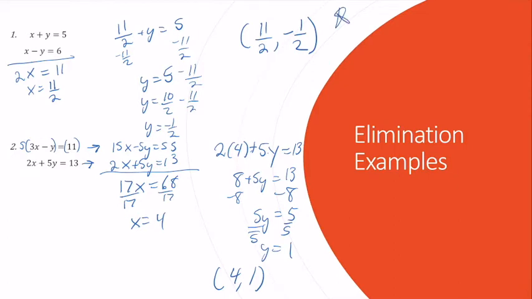Now both of these systems of linear equations intersected at a point. But remember, there's two other options. They could intersect at every point, so there are infinitely many solutions, and they could intersect at no points, so there are no solutions. That means they're parallel lines. So what would that look like when I was solving by elimination those two types of problems?